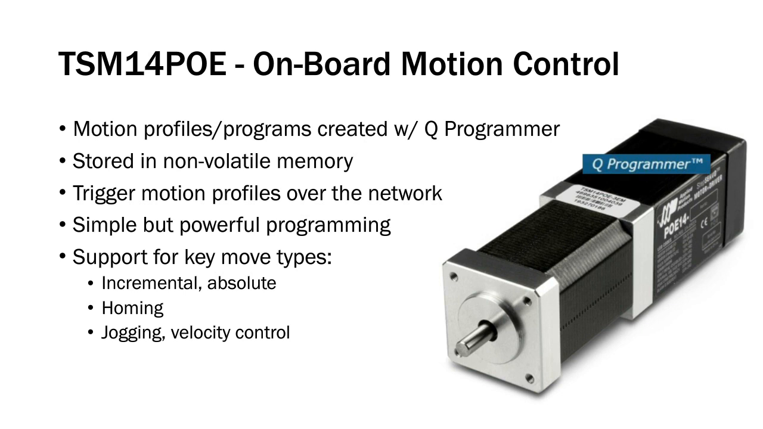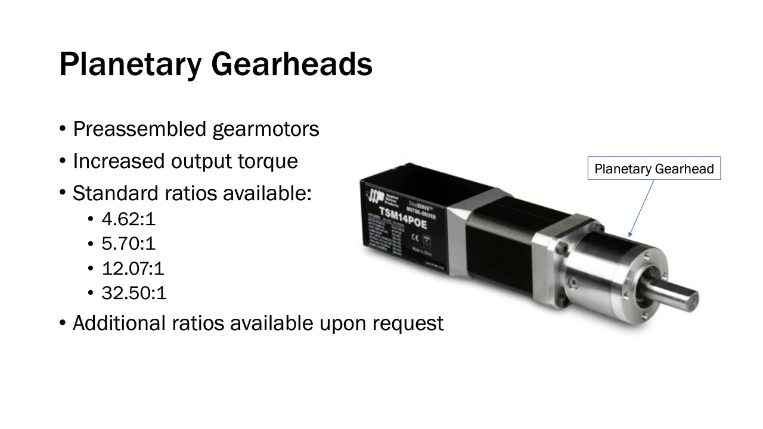Now, if you need a little more torque out of this NEMA 14 motor, we offer planetary gearheads. They come pre-assembled onto the motor. Standard ratios are basically from 4:1 to 32:1, and there's some other ratios available if you need it.